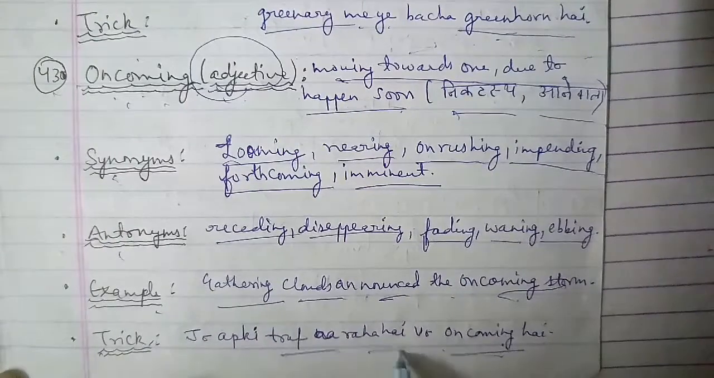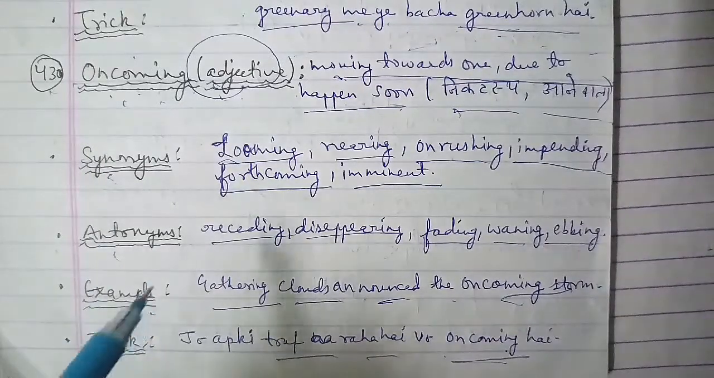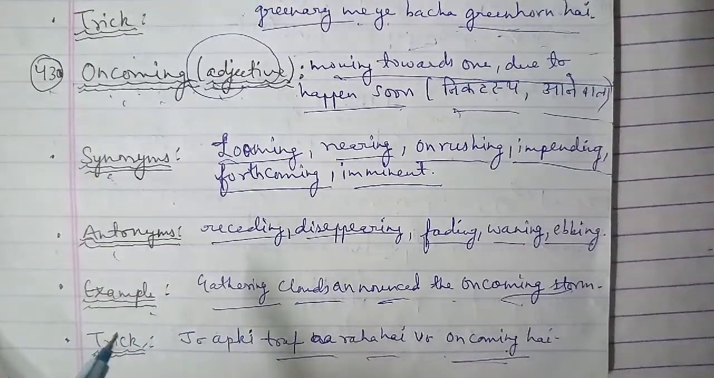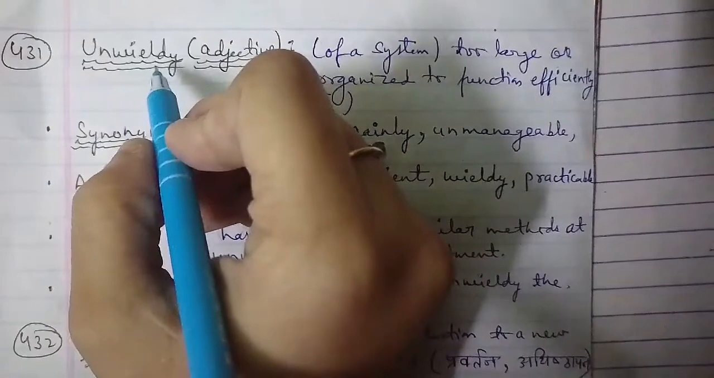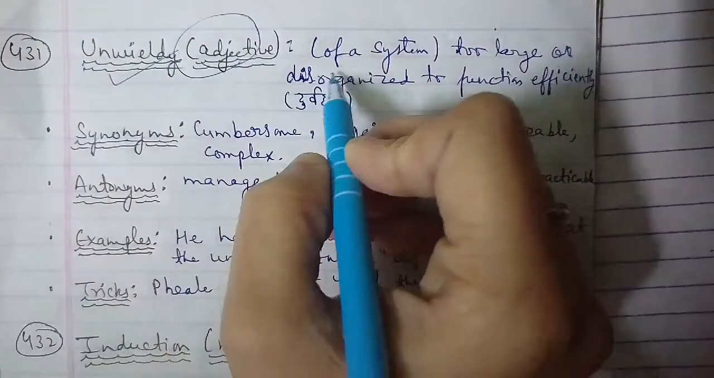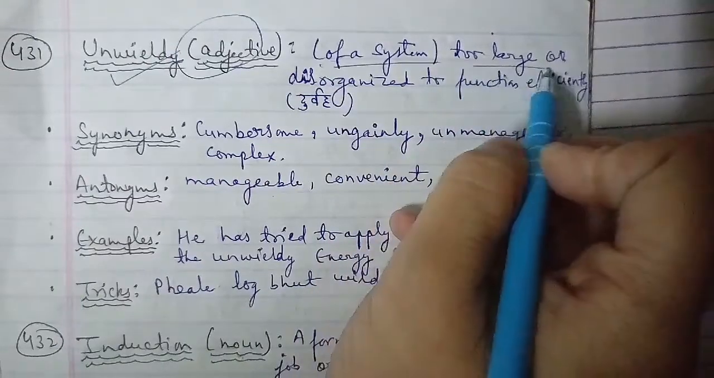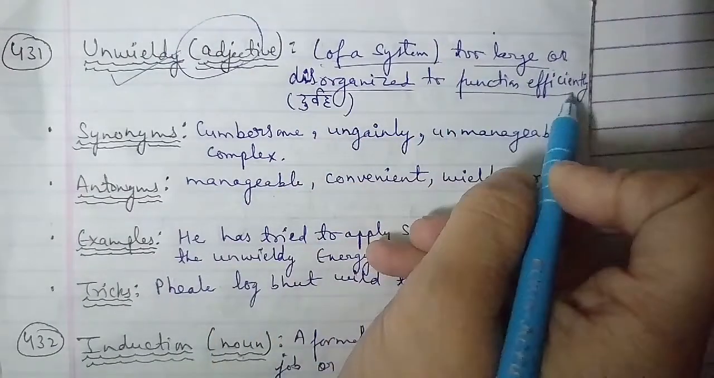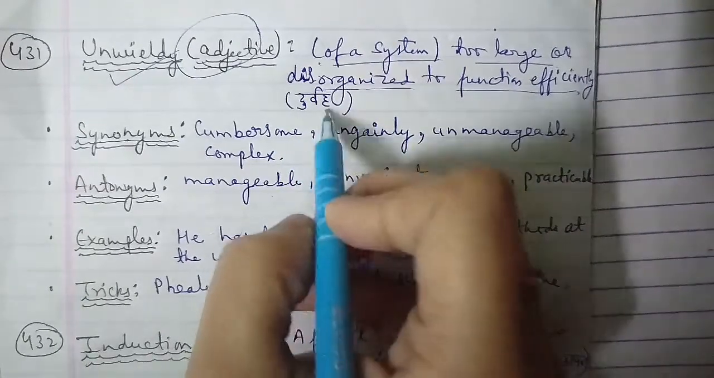The synonyms of unwieldy are cumbersome, ungainly, unmanageable, and complex. These were the synonyms of unwieldy. Antonyms of unwieldy are manageable, convenient, wieldy, practicable. Now the example of unwieldy that we have to discuss here is: he has tried to apply similar methods at the unwieldy energy department. These were the sentences that you can frame while using these words.